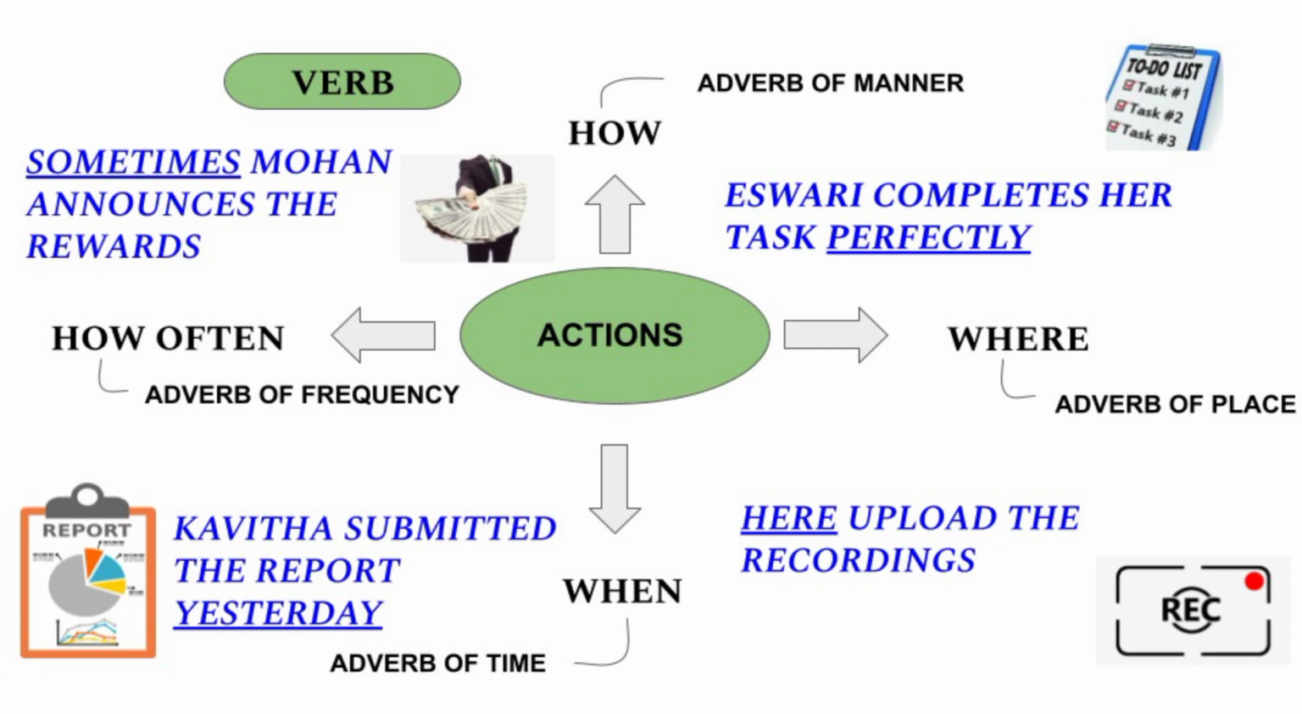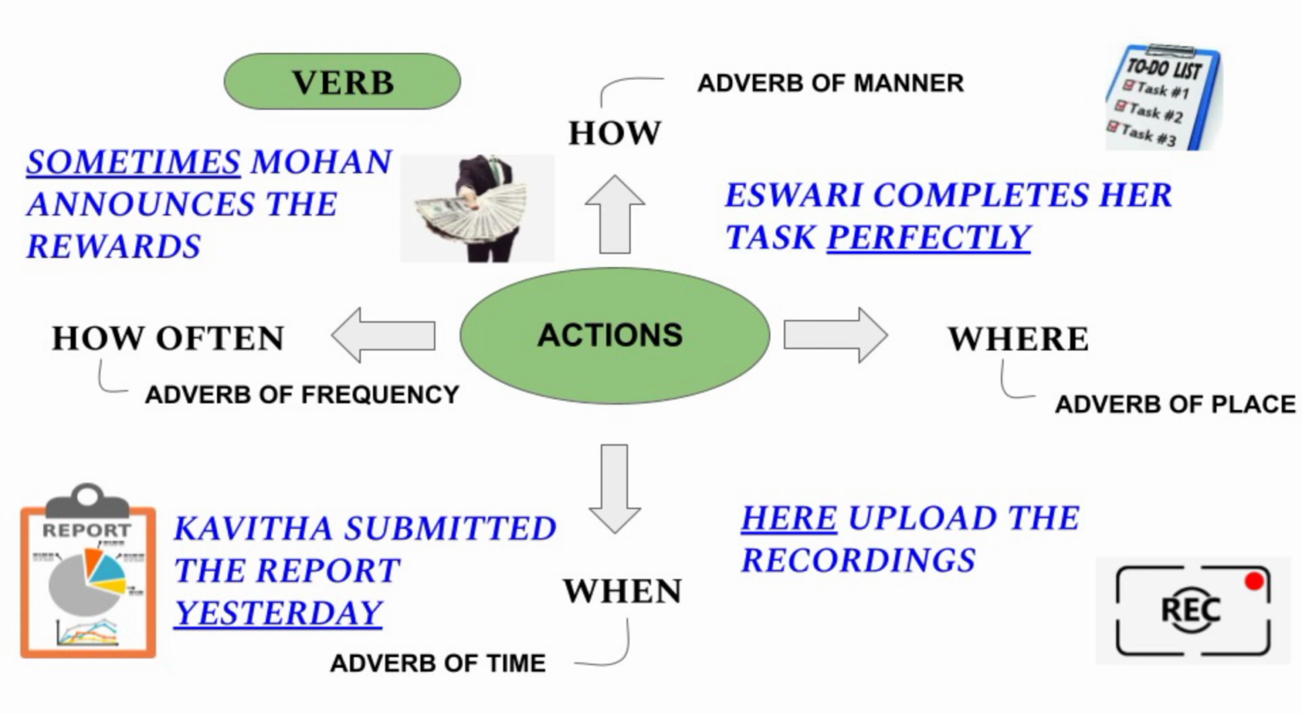Now let's look into the next way in which we can describe an action: when the action is performed or occurred. Here is the example: Kavita submitted the report yesterday. We can say Kavita submitted the report without using yesterday also, but yesterday tells us when Kavita submitted the report. As this adverb describes when the action exactly happened, these are called adverbs of time.